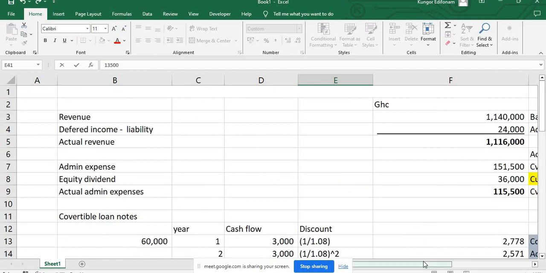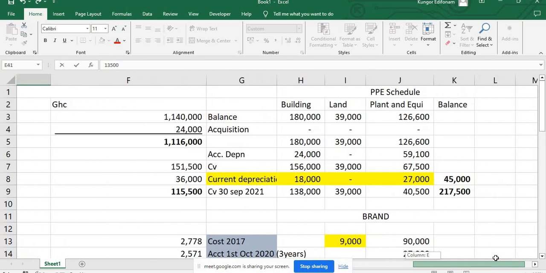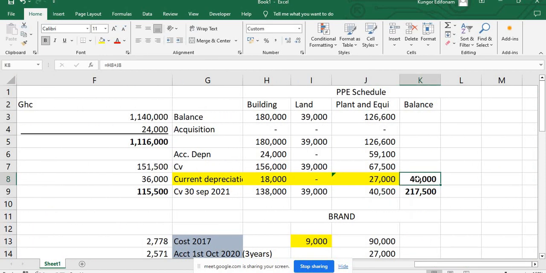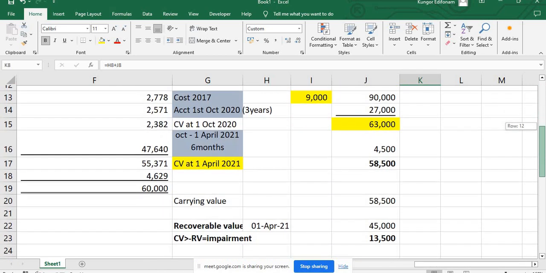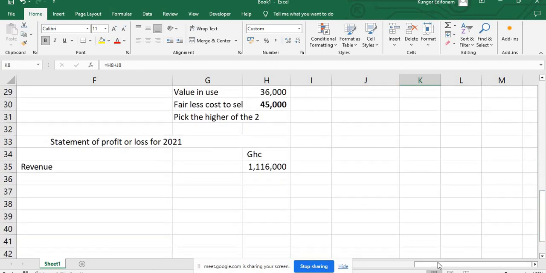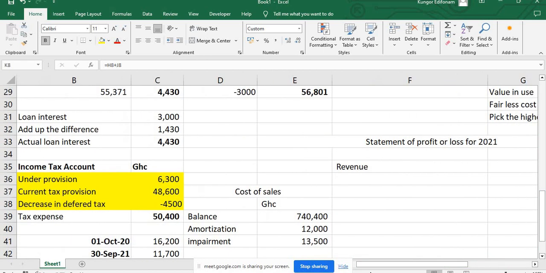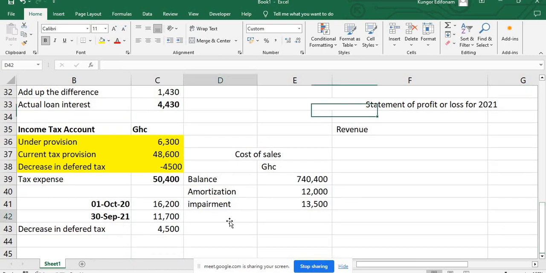PPE 2, we are going for the depreciation. Okay, so this is the depreciation. The depreciation is 45,000. The depreciation is also 45,000. So if you have written it, you should be able to locate where exactly it is. All right. So the depreciation will also be added to cost of sales.